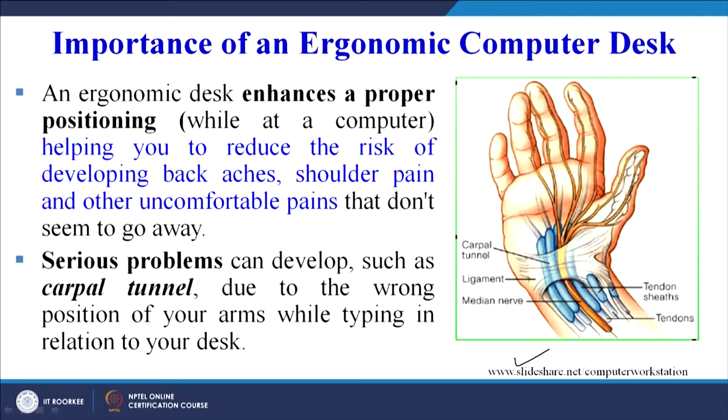So therefore we will try to take maybe one by one what can be the issues and what are the standard guidelines that must be taken into account when this type of work system has to be designed. So this is the importance of ergonomic computer desk. You can see here the source is given. This is the carpal tunnel, which is one issue. These are the ligaments. So we can see an ergonomic desk enhances a proper positioning, which will help you to reduce the risk of developing backaches, shoulder pain and other uncomfortable pains that don't seem to go away.